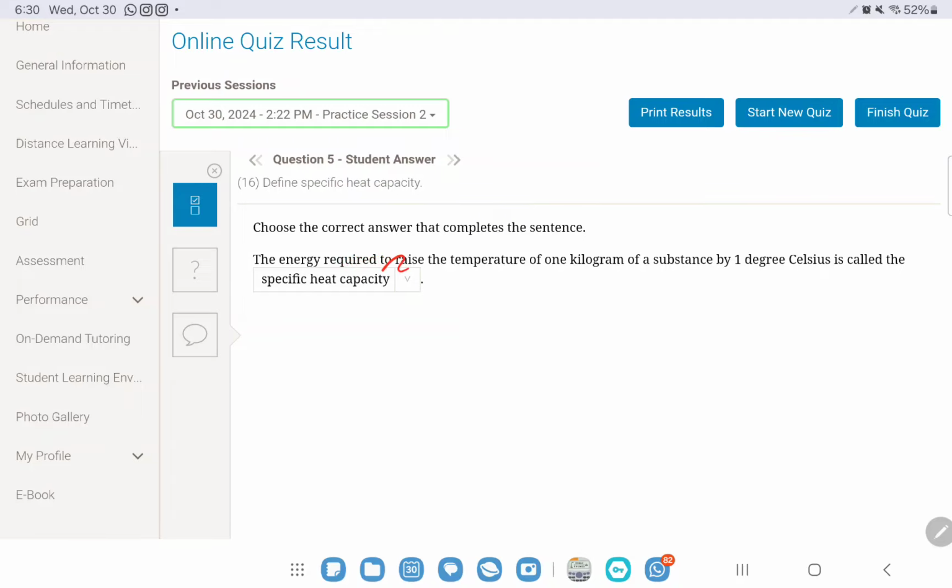Now, the energy required to raise the temperature of 1 kilogram of a substance by 1 degree Celsius is called specific heat capacity. It's a formula. Memorize it. It's a definition. Memorize it. This is the definition of specific heat capacity. We took it in chemistry.